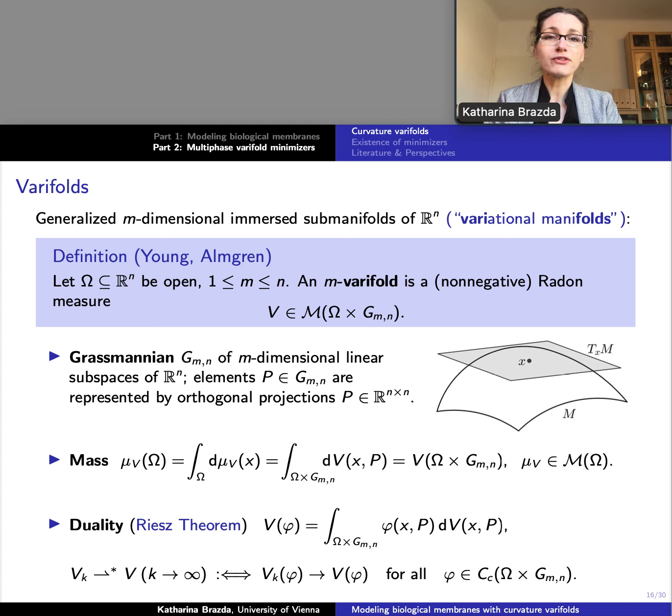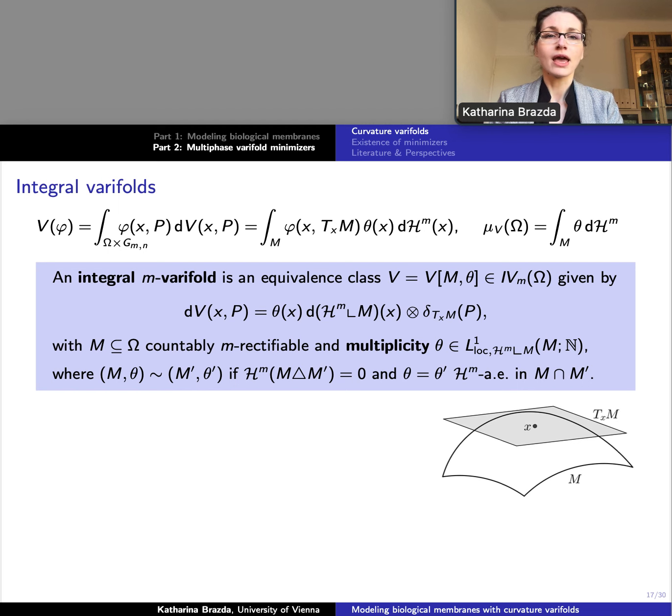However, there is a type of varifolds that has more similarity to classical surfaces. These are the integral varifolds, abbreviated as IVM, which are equivalence classes of Hausdorff measures restricted to countably m-rectifiable sets M, and weighted by an integer-valued multiplicity theta, and such that the Grassmannian component of the varifold is located at the approximate tangent space to M, by this direct measure here.